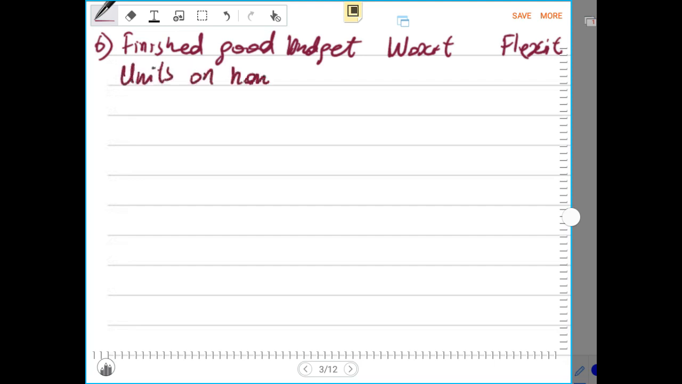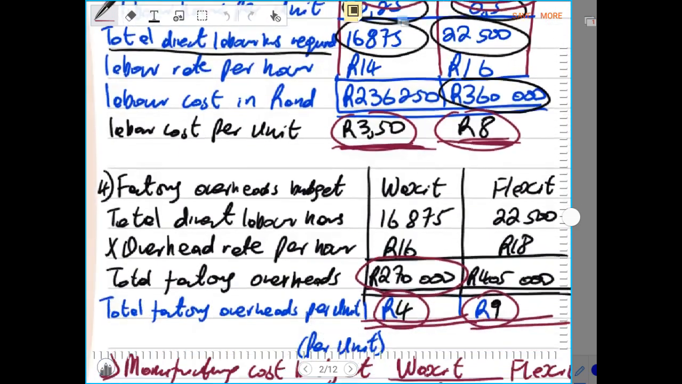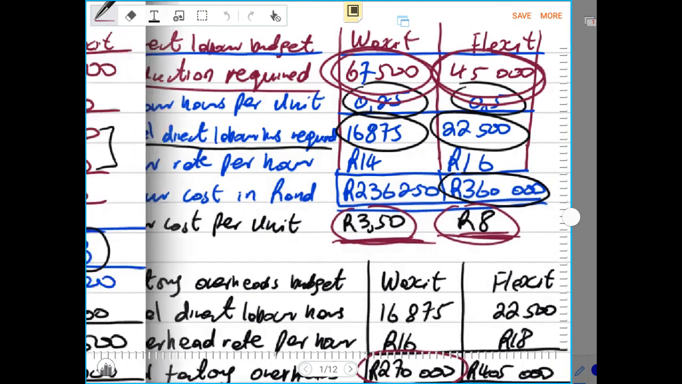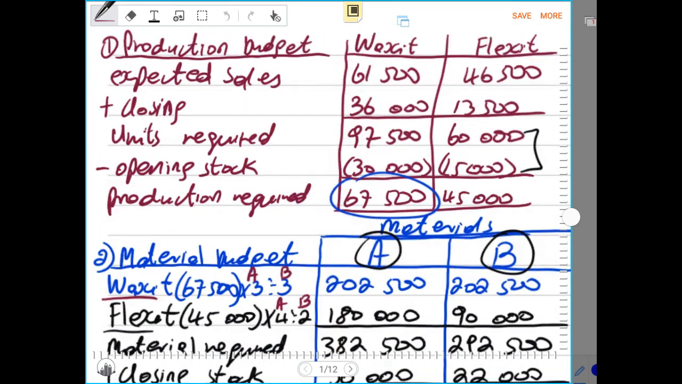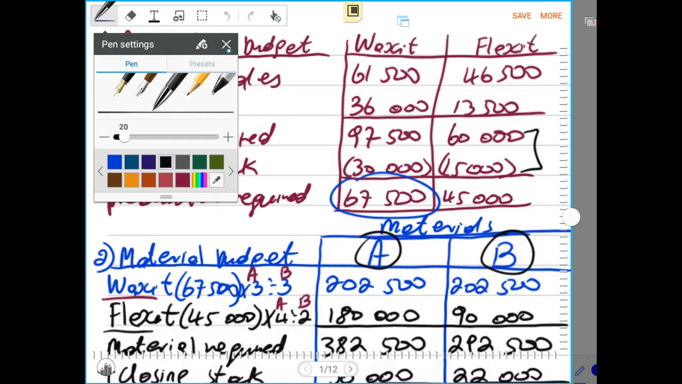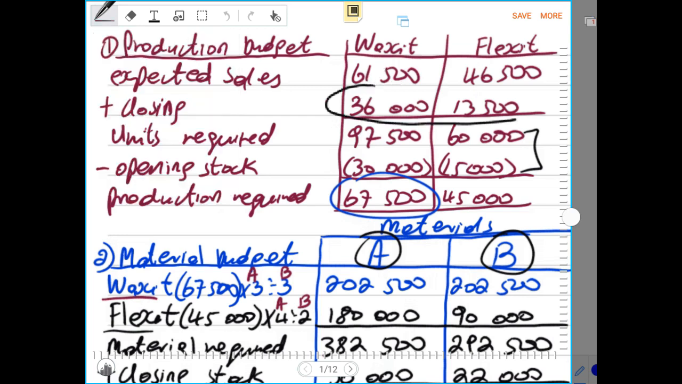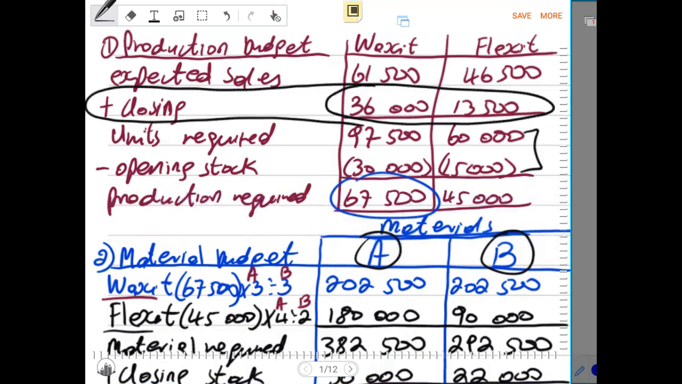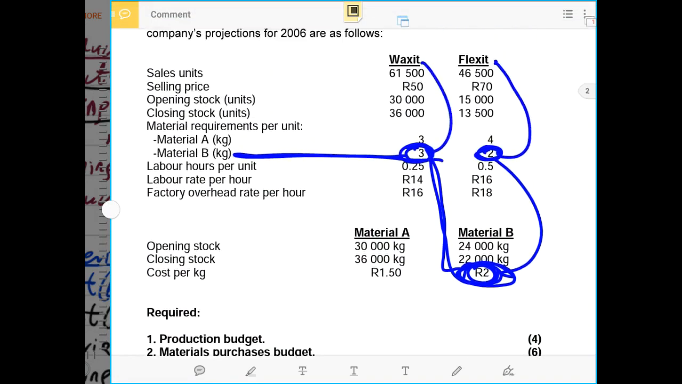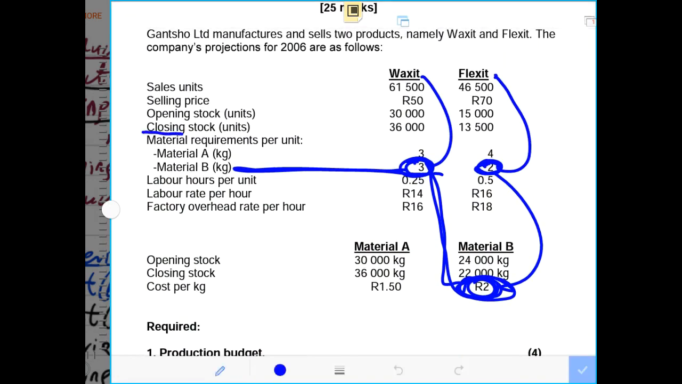As I said to you, this is the budget that is based on the value of the finished goods. And our closing inventory on hand, I think we did have it. Our closing stock, we do have our closing stock as 36,000 and 13,500. Remember, we are referring to the closing finished goods.